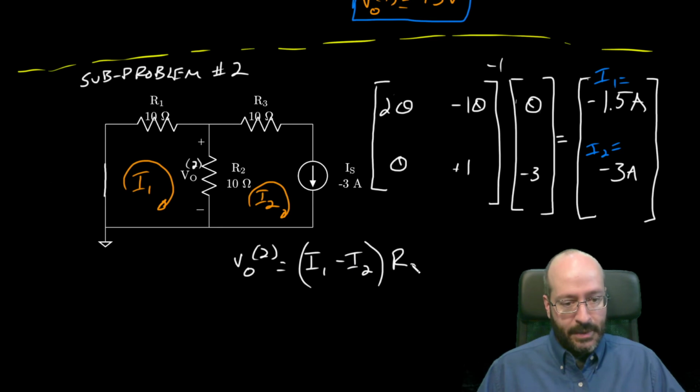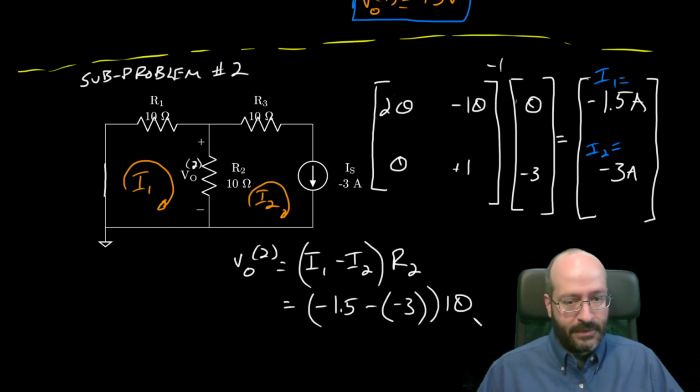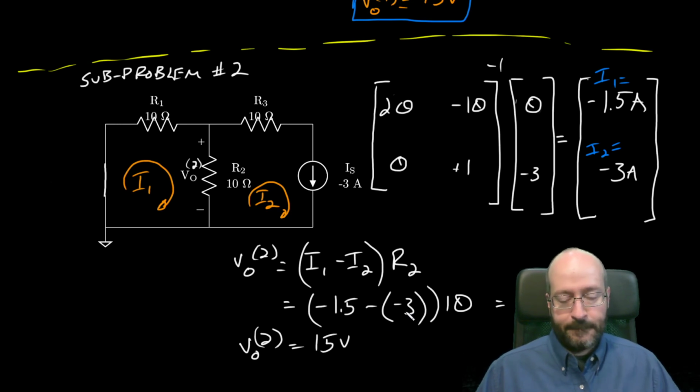And we multiply that by R2. Plugging in some values, I1 is negative 1.5 minus negative 3, and we multiply by 10. So what does that end up being? 1.5, that also ends up being 15 volts. Right, because that's negative 1.5, that's positive 3, 1.5 times 10. Yep, 15 volts. Okay, so we can say the second part of V out is equal to 15 volts.